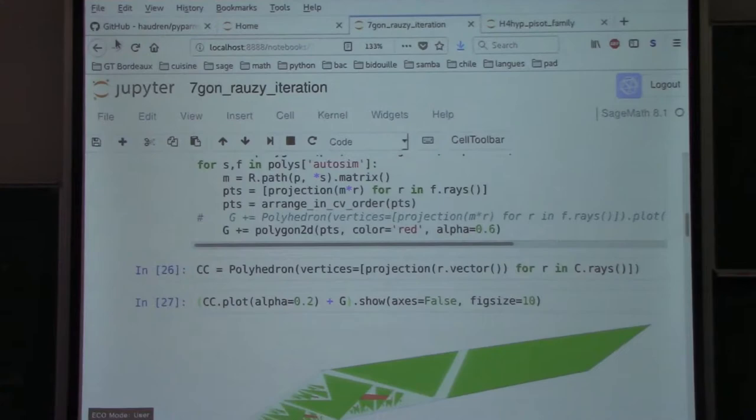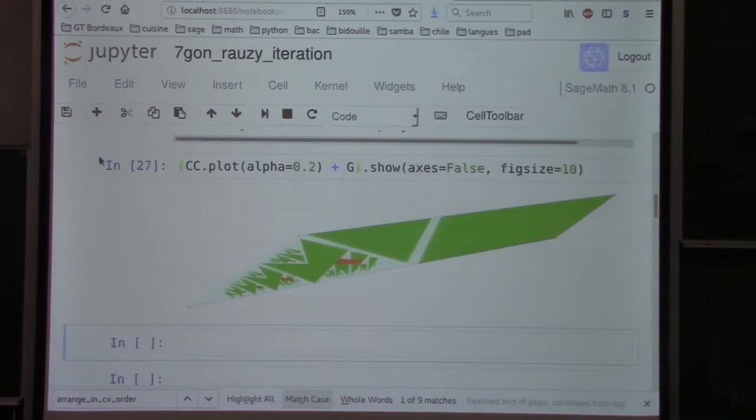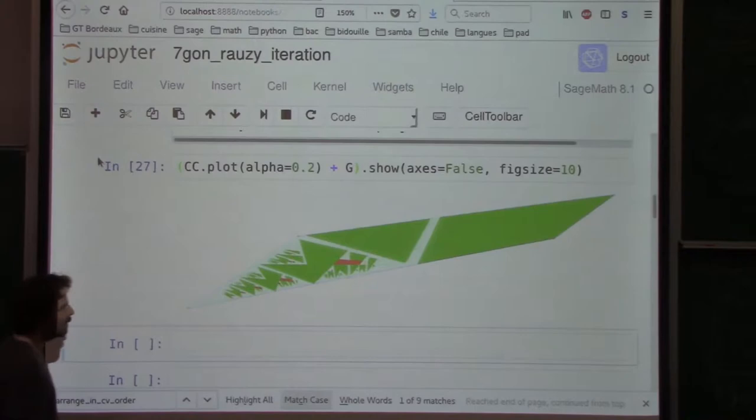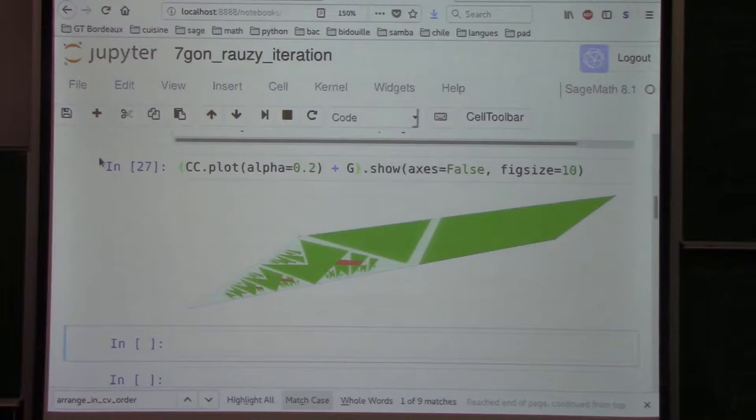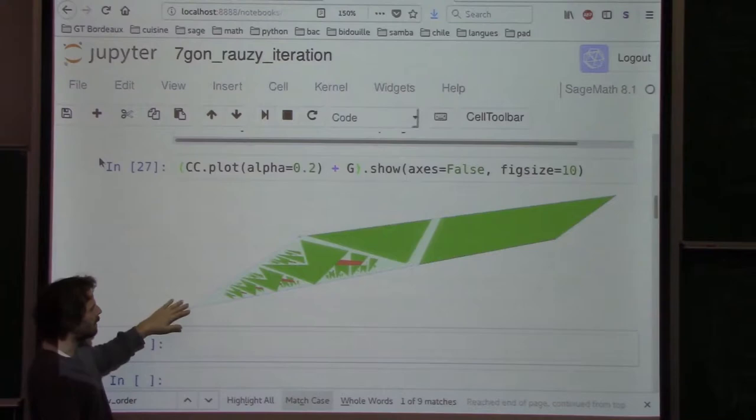Here's the fractal. What you see is some light green, some dark green, and some red. The point is that this is a two-dimensional space of parameter lambda, which is most likely this kind of picture, but it's in an ambient space of smaller dimension than in this case.